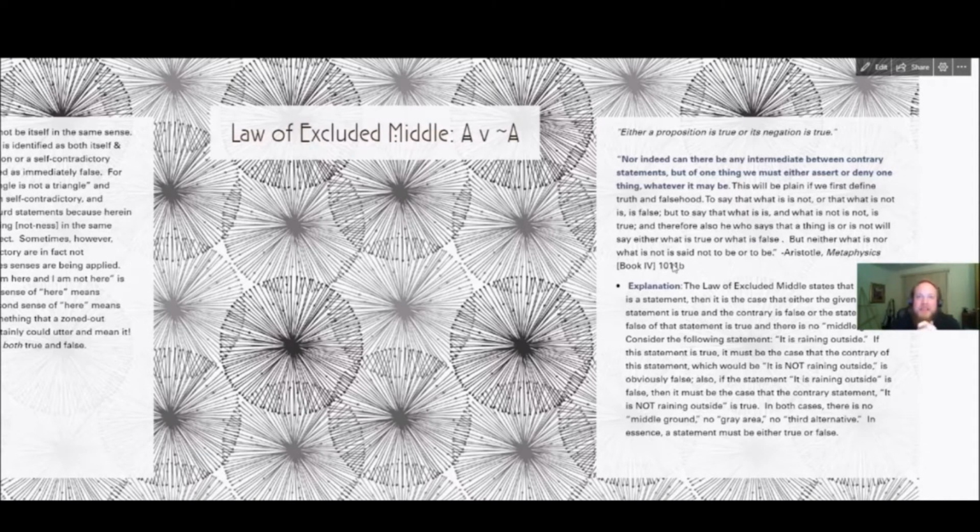You've heard people say, what's going to happen when you go to the game this Sunday? Well, we'll win or we won't. Yep. Law of excluded middle. You might be thinking there, well, we tie. Well, if you tie, did you win? No. So there's a sense in which either you win or you don't, in terms of being the victor. Aristotle says there's not a middle ground.